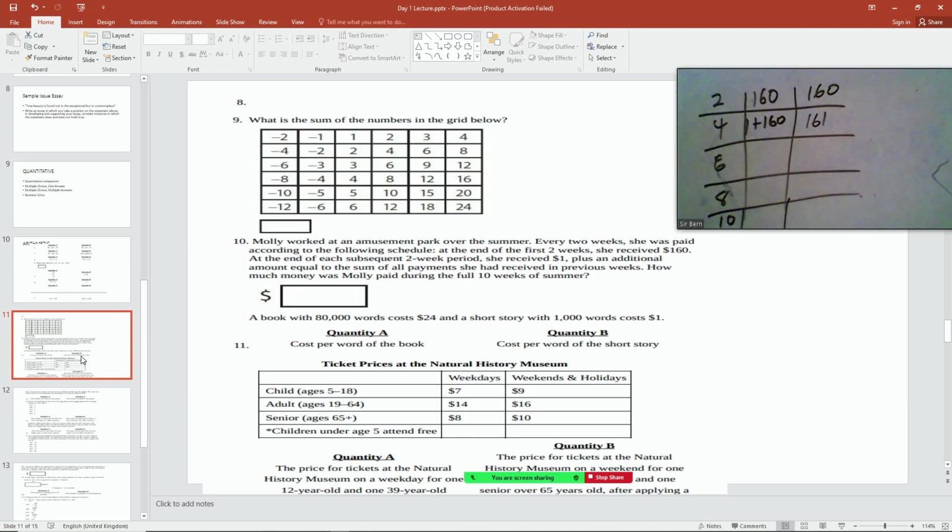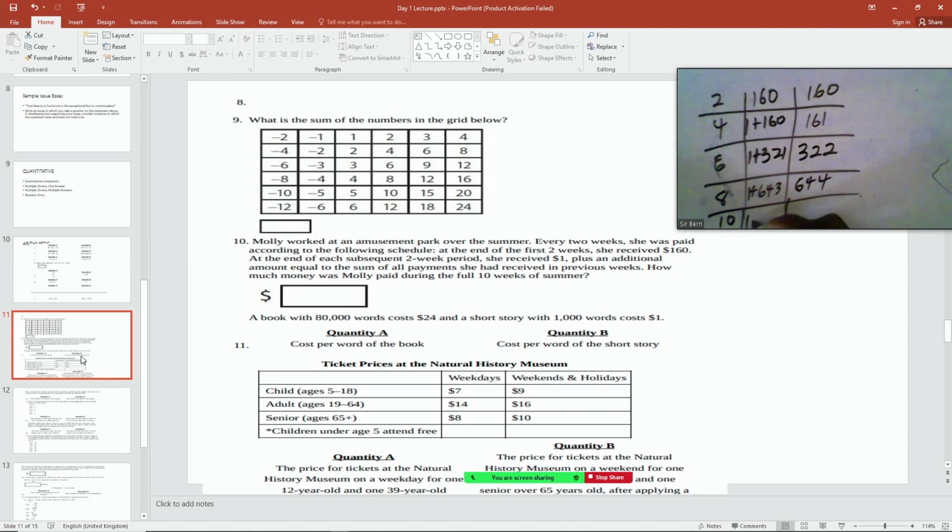Then at the end of week 6, each subsequent 2 weeks, she received her $1. Then what she has received in previous weeks, she has received $161 and $160. So she has received $321. So at the end of week 6, she received $322. Then this one is $1 plus what she has received in previous weeks, $322 plus $321. So that is giving us $643. She has received $644 at the end of week 8.